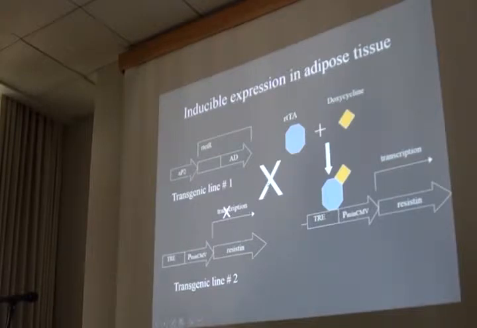But when you cross these two lines together and you have both transgenes, they still don't produce resistin, but if you add doxycycline to their drinking water or their food, then doxycycline binds to the rtTA, and then it binds to the tetracycline response element, and then you have resistin expression as long as you have doxycycline in the water.